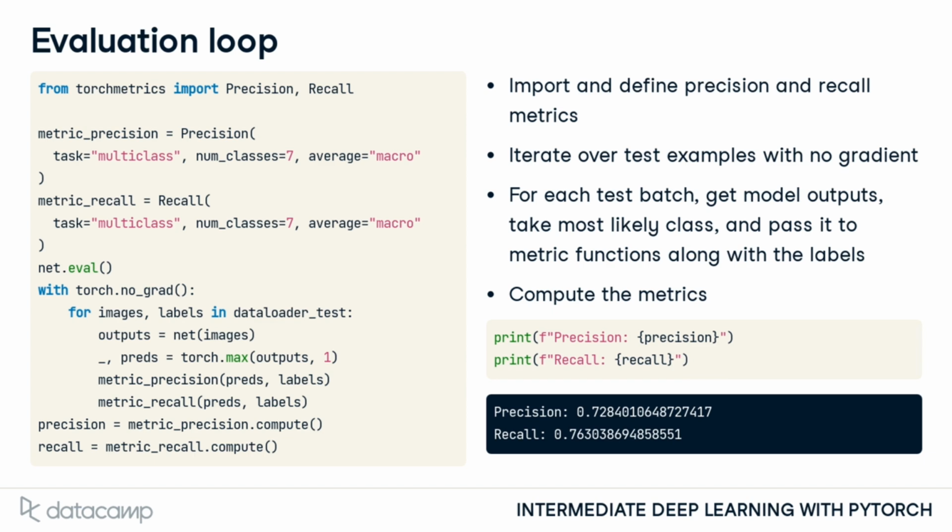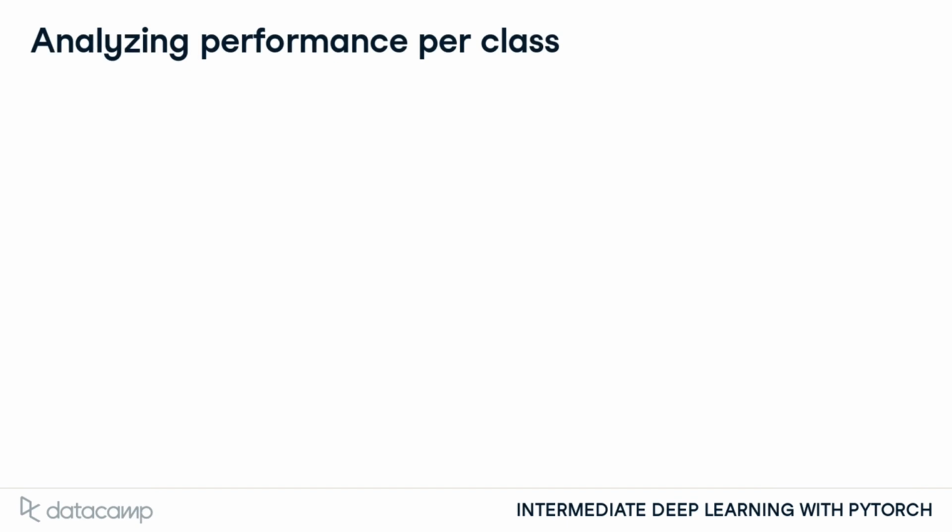We got a recall higher than precision, meaning the model is better at correctly identifying true positives than avoiding false positives. Note that using larger images, more convolutional layers, and a classifier with more than one linear layer could improve both metrics. Sometimes it is informative to analyze the metrics per class to compare how the model predicts specific classes.